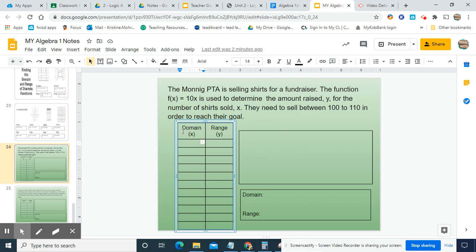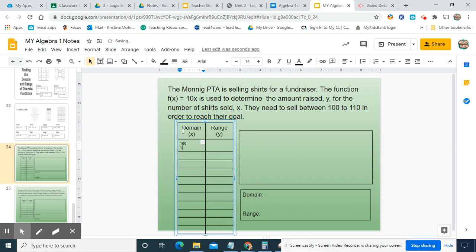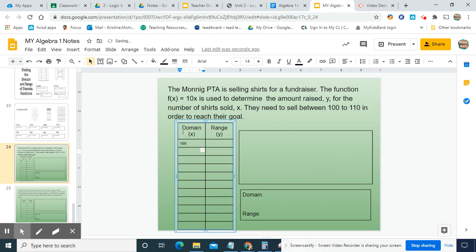So basically, I can list it out. I can say 100, then they can sell 101 shirts, they can sell 102, 103, 104, and so on all the way until I get to 110.